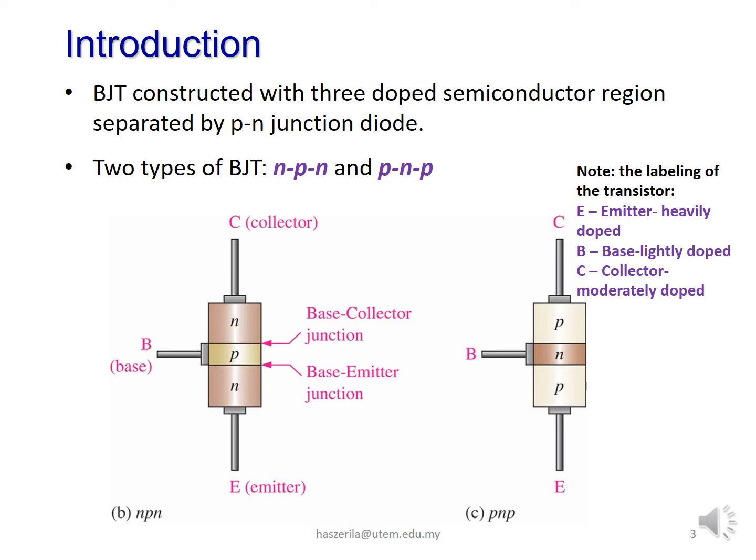Note that in the labeling of the transistor, E for the emitter is heavily doped, B for the base is lightly doped, and C for the collector is moderately doped. All these three terminals of the BJT are different in terms of their doping concentration.